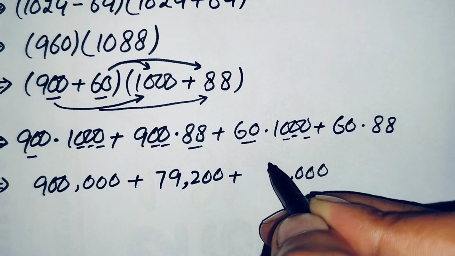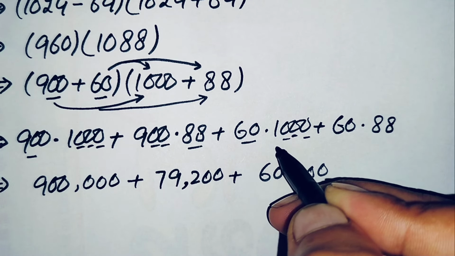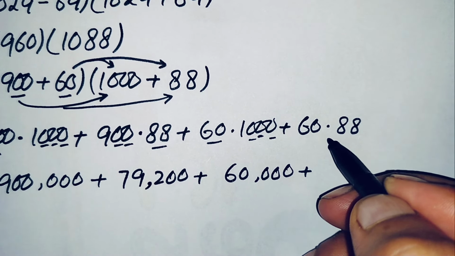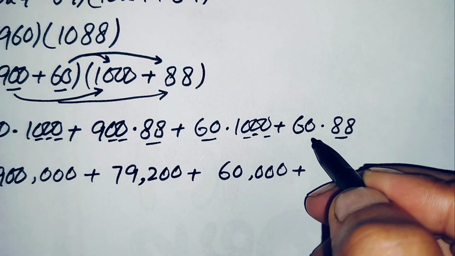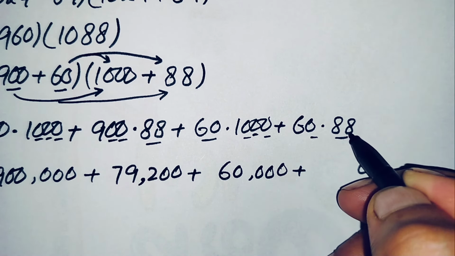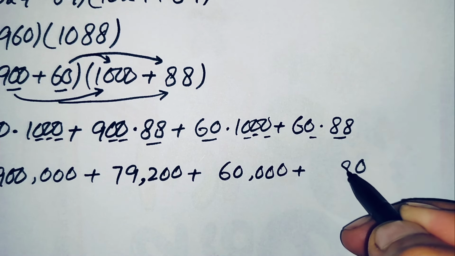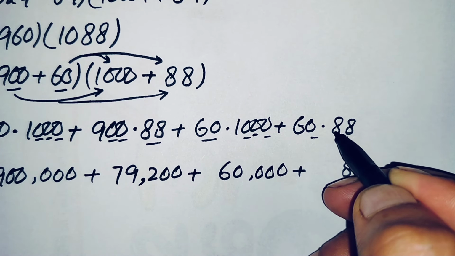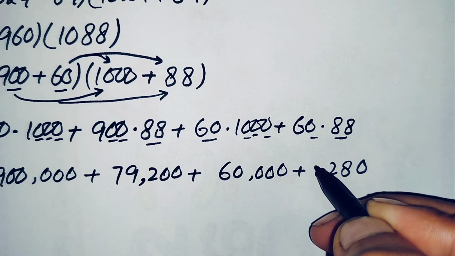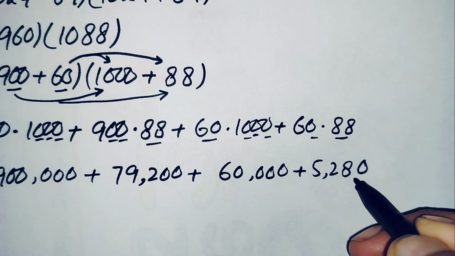Now here 60 times 1 is 60. So the product of these two numbers gives 60,000 plus. Now we need to multiply these two numbers. So here 88 times 0 is 0, and 88 times 6 is, 6 times 8 is 48. So 8, 4 will be carried. 6 times 8 is 48, 48 plus 4 is 52. So this will become 5280.